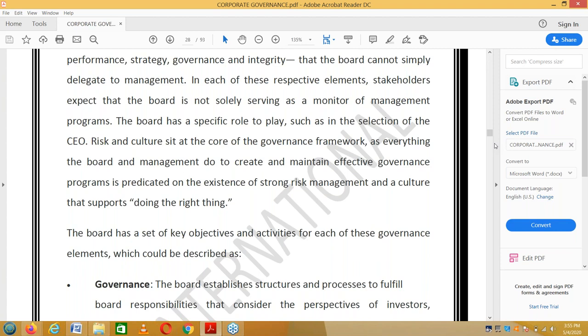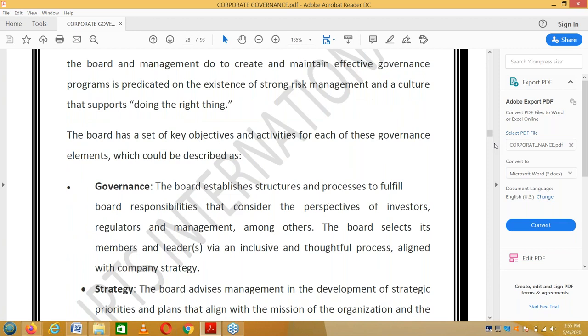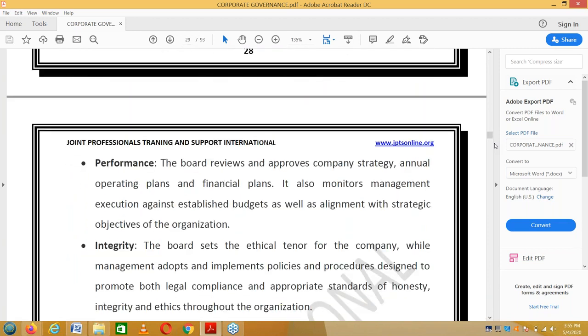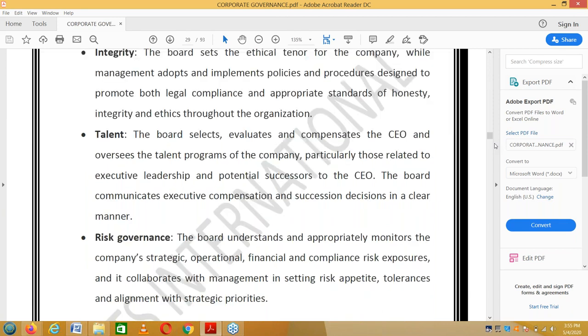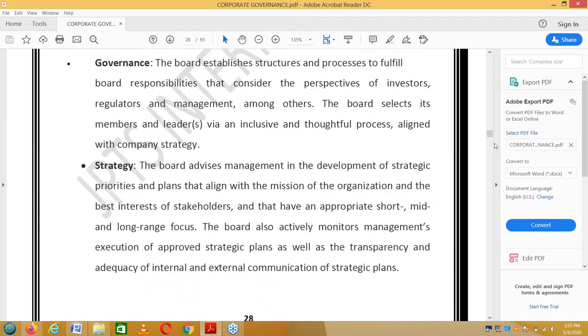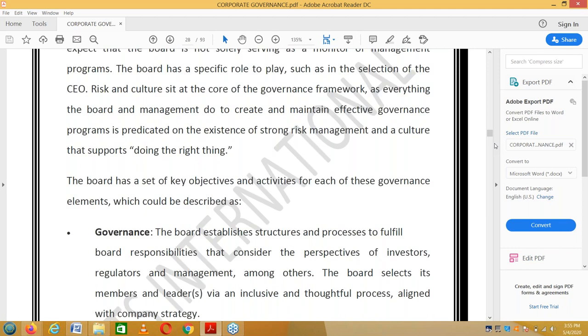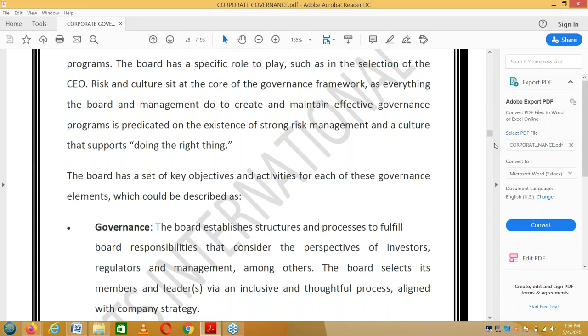The board has a set of key objectives and activities for each of these governance elements, which could be described as governance, strategic, performance, integrity, talent, and risk governance. Now, governance: the board establishes structures and processes to fulfill board responsibilities that consider the perspectives of investors, regulators, and management, among others. The board selects its members and leader via an inclusive and thoughtful process aligned with company strategy. Now let's look at the strategy.